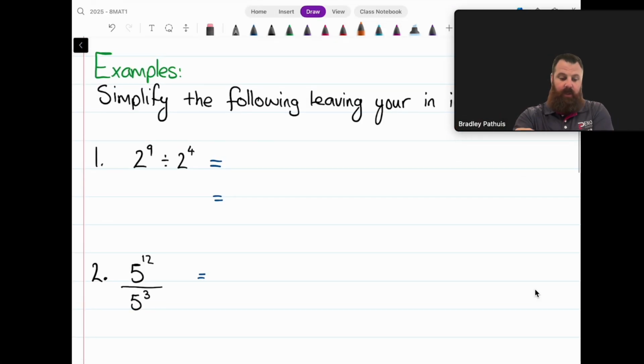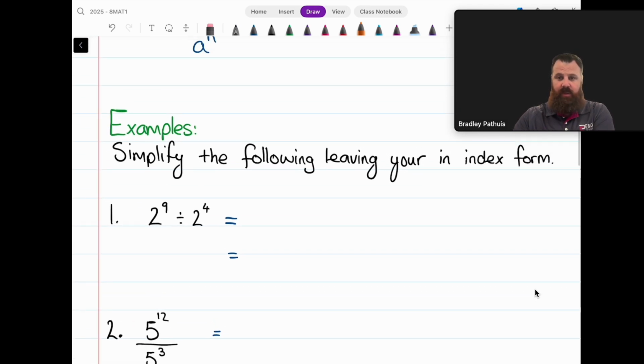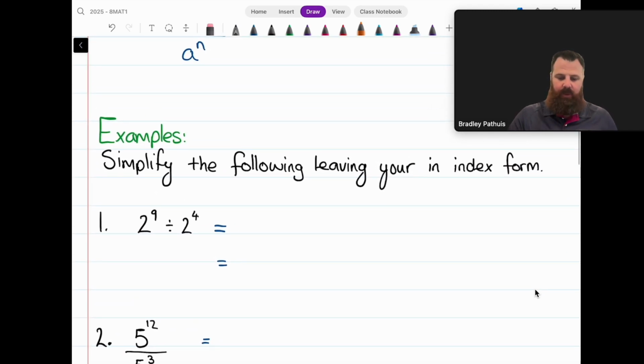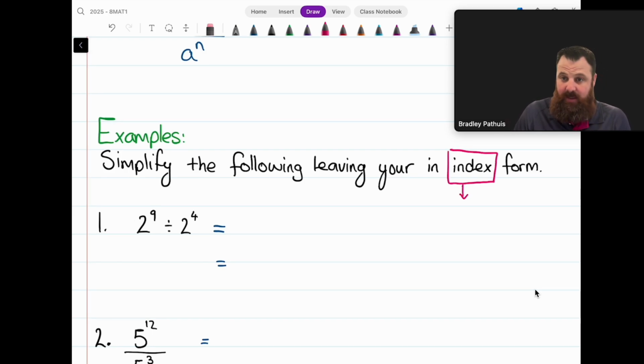So example 1, the first one says, simplify the following, leaving your answer in index form. Now that word is very important. Index form means I want my answer to have the same base as the question. So I want it to have a base and it needs to be left with a power. All right, so let's jump in and look at that. Remembering index form means it must have the same base as the question.